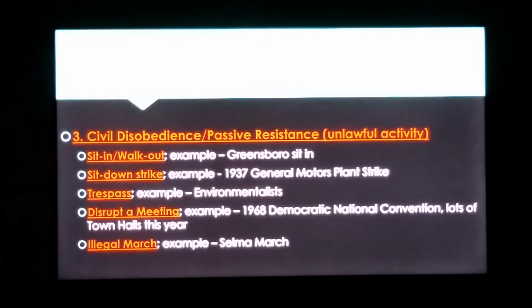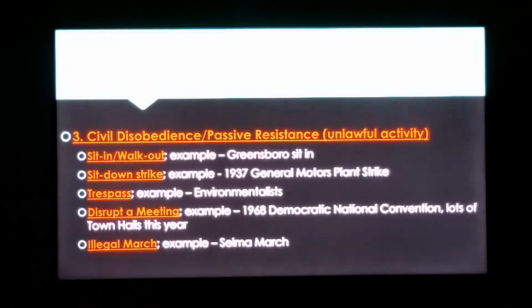Okay, the most extreme example of this was the 1937 General Motors plant strike. A bunch of workers sat down at the job for like a month. There was gunshots and all sorts of crazy stuff trying to break the strike, but eventually they'll get what they want. And I'll show you a picture of them as well.